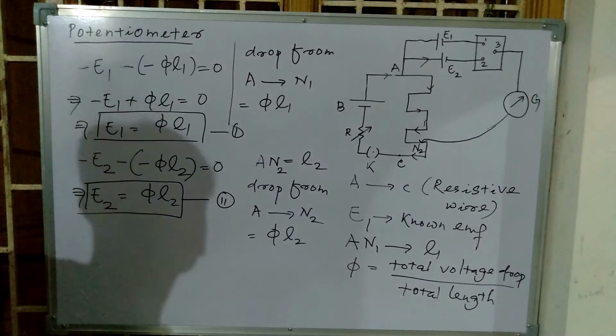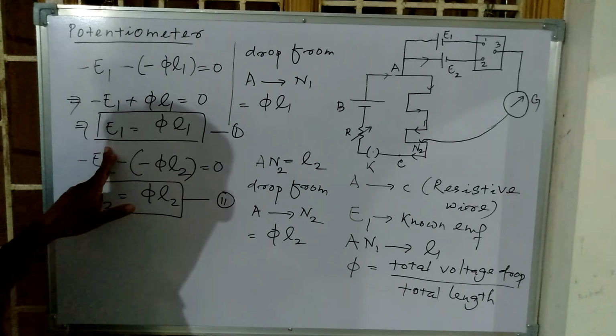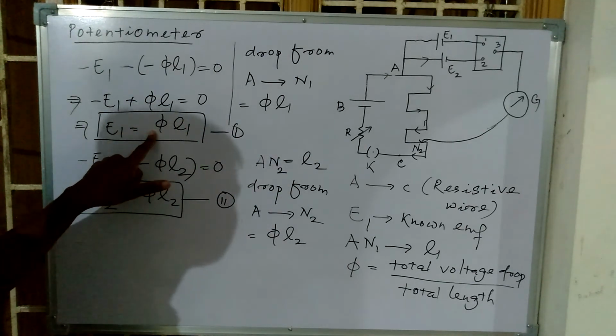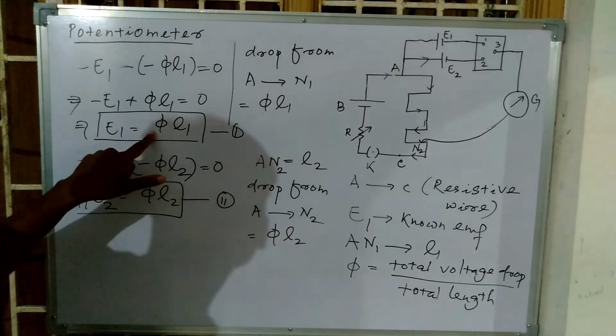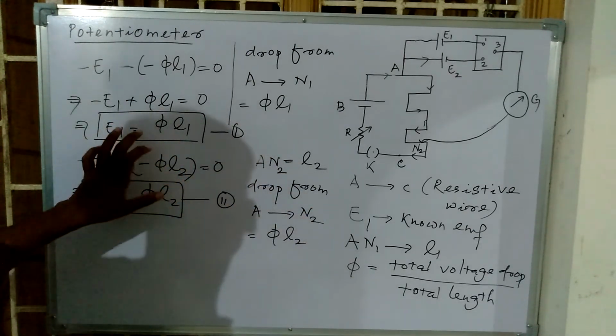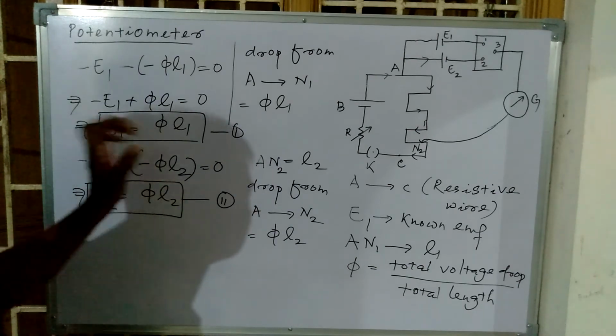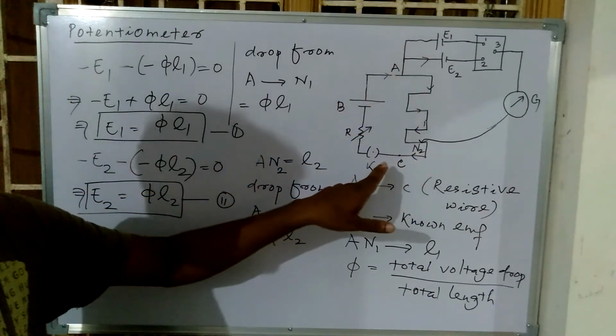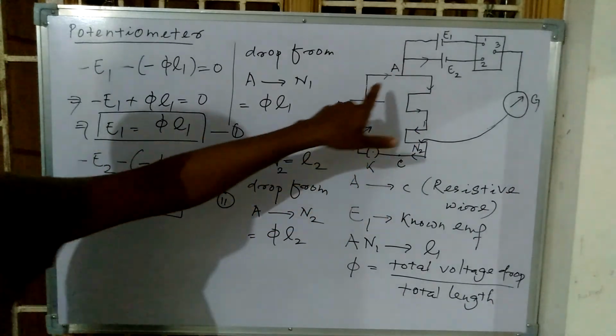Okay, so look at these equations. E1 is the EMF of cell 1. This is known to us. Phi is unknown to us, obviously, but don't worry about this. You will understand shortly. Phi is the potential drop per unit length of the potentiometer. This is actually a potentiometer, this resistive wire.